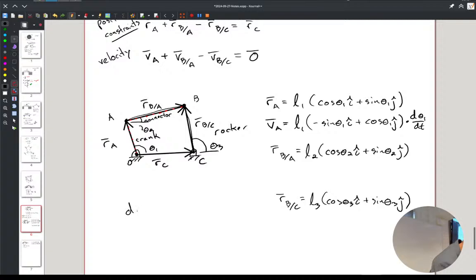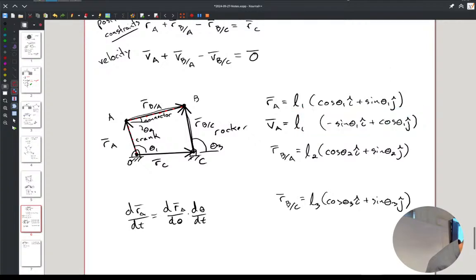So dR_A/dt is dR_A/d theta times d theta/dt. So we can drop in a dR/d theta and then multiply by d theta/dt. Nice. Love it. You guys killing it.